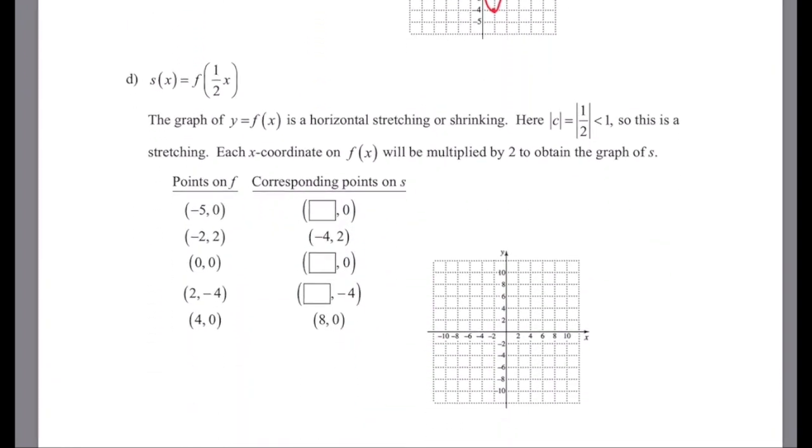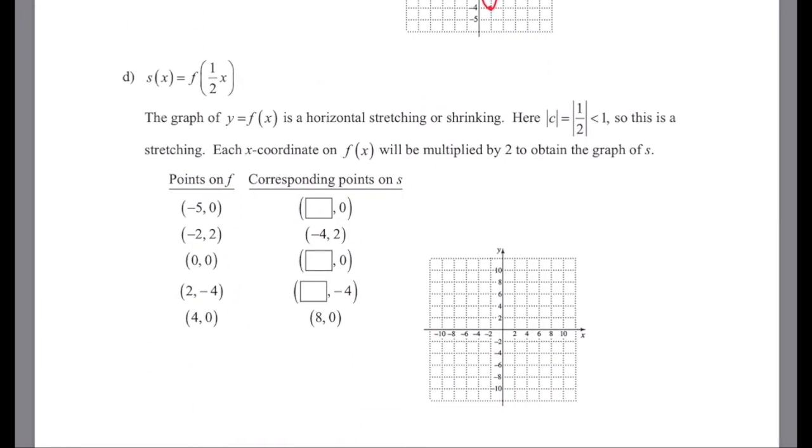Let's see what it might look like if we have f of 1/2 x. This time, because we have a fraction, we know we're going to horizontally stretch. So each x coordinate needs to be multiplied by 2. Multiplied by 2 because we need to stretch, we need to get bigger. So we're using that denominator to tell us how much bigger we need to get, in this case, by 2. This will provide us with (-10, 0), (-4, 2), (0, 0) will remain the same, (4, -4), and (8, 0).